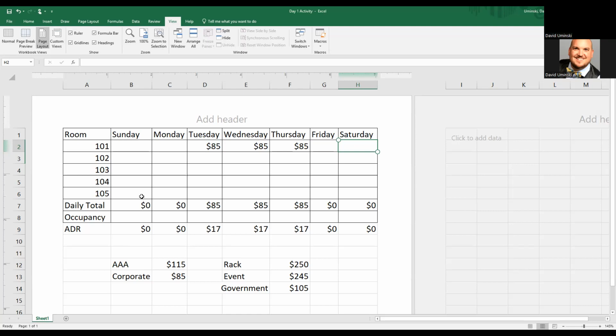Number 7, the government rate, checking in Sunday for 7 nights. The government rate of 105, checking in on a Sunday for 7 nights. Number 8, a corporate rate, checking in Sunday for 7 nights. A corporate rate, checking in Sunday for 7 nights.